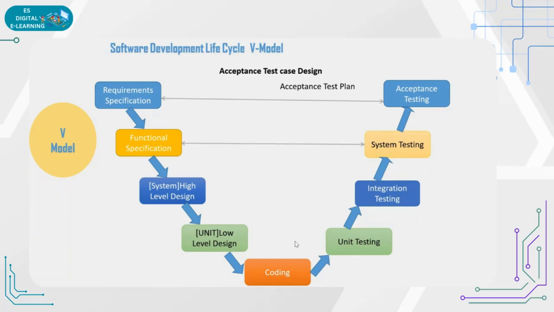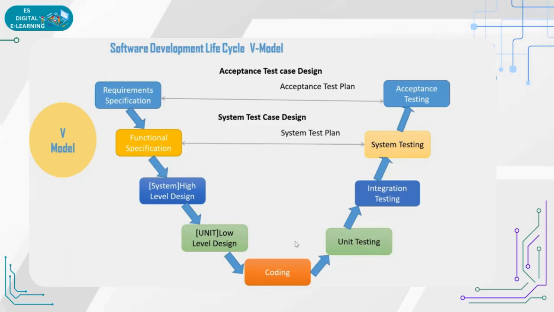Next is the system design test case. We will give the input, and as an engineer you will give the input and verify the output. That is the system test case design. You will write the test case as per the design and you will do the testing. So that is the functional specification. Based upon the functional specification, you are writing the test cases.